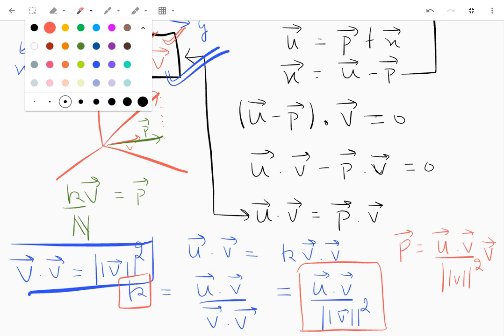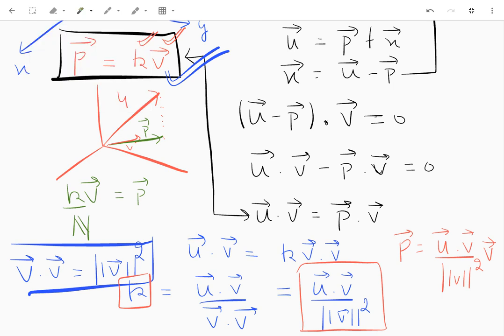Notice that this is the projection vector. This is a scalar quantity: u dot v is scalar. This is the length squared, which is scalar, and this is a vector. So this is a scalar multiple of the vector v, right? And this is how we find the projection vector.